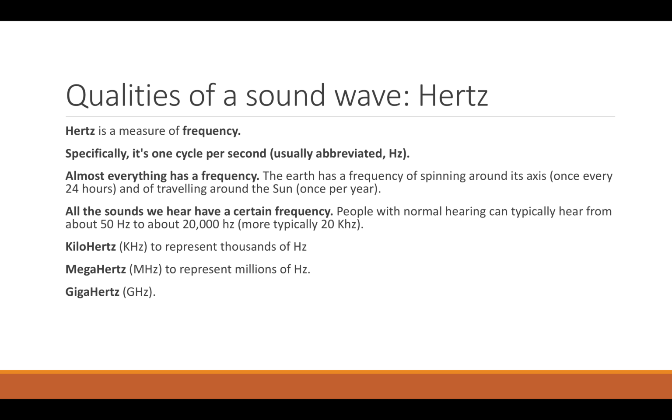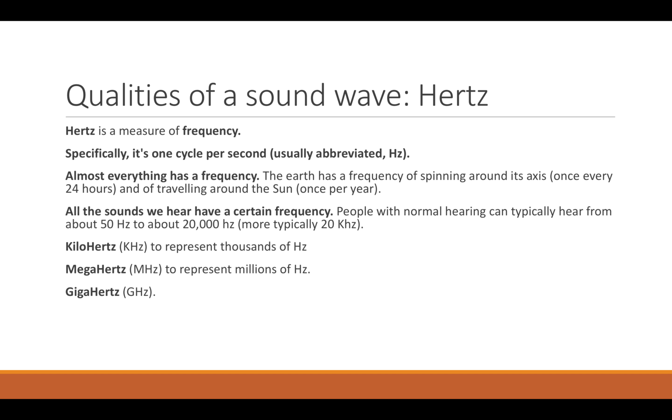Okay, so qualities of a sound wave. One of those would be hertz. And this is one of the more common measures, and it's the measure of frequency. So we know everything has a frequency. For example, the Earth spins around its axis once every 24 hours. So the Earth's frequency of spinning is once every 24 hours. But hertz is a measure of frequency specific to sound, and it's 1 cycle per second.